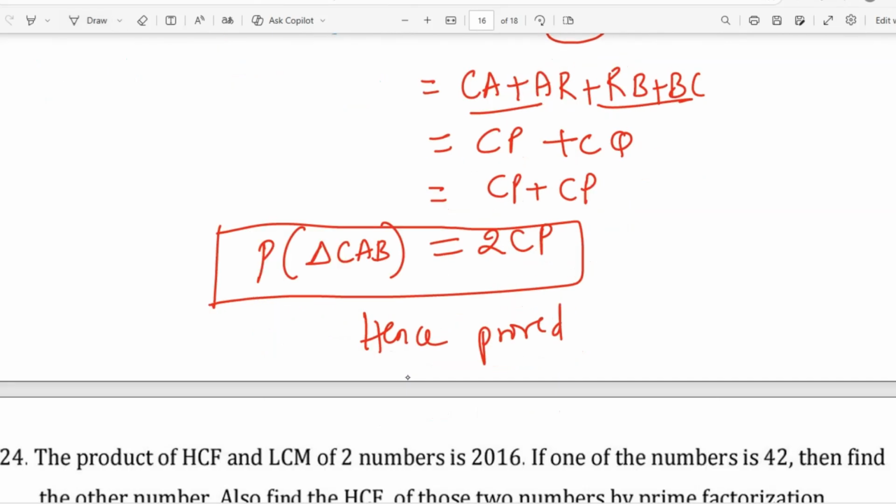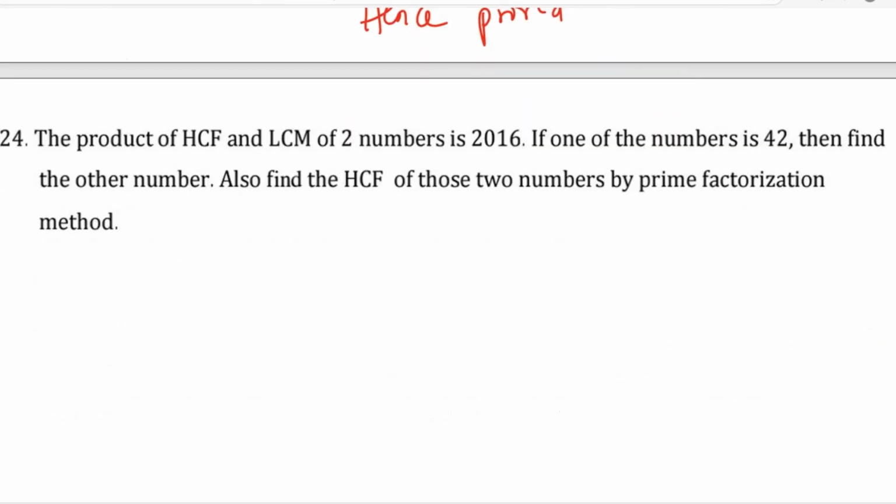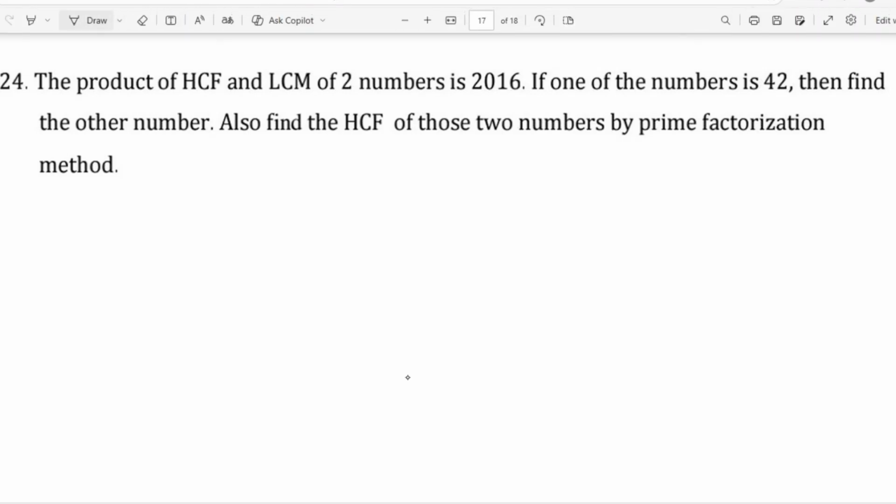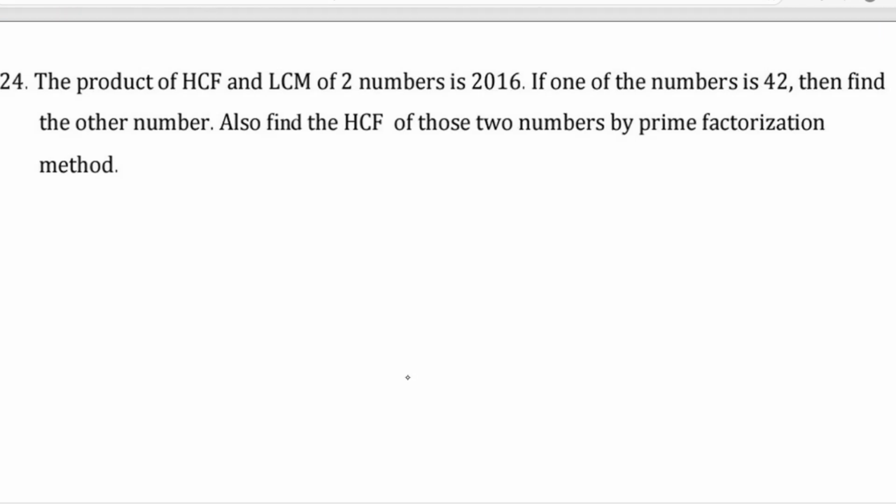Question number 24. If the product of the HCF and the LCM of two numbers is 2016, and one number is 42, find the other one, and also find the HCF of those two numbers by the prime factor method. So here, let me take first: A into B is equal to HCF into LCM. The product of the numbers will be equal to HCF into LCM.